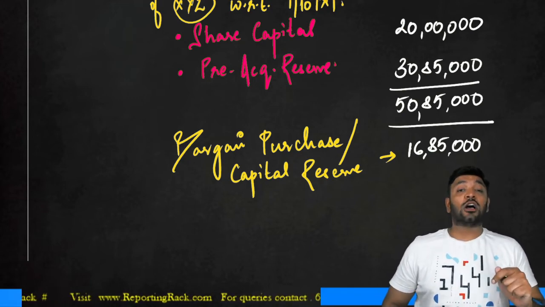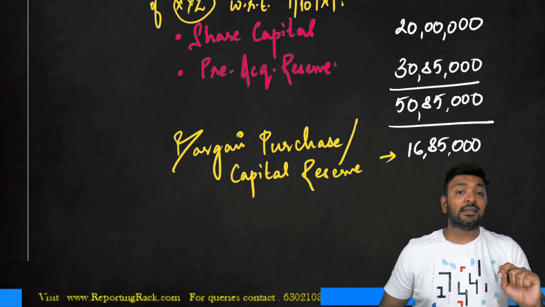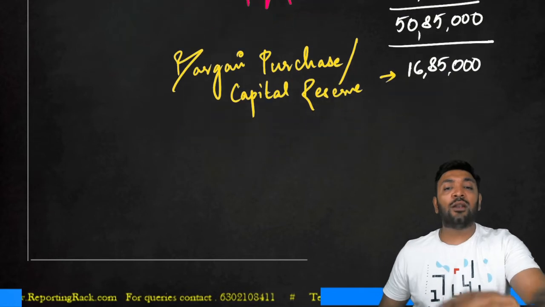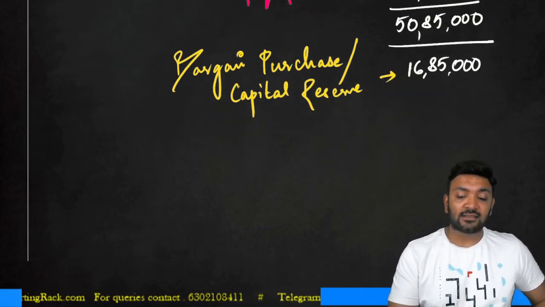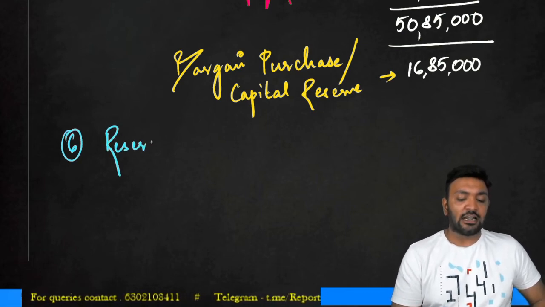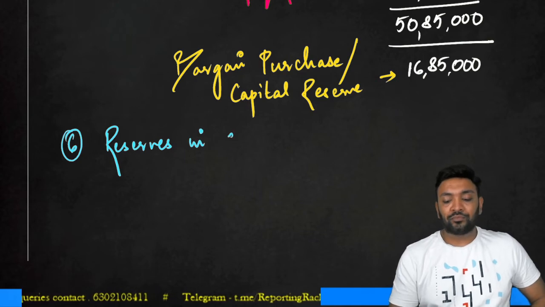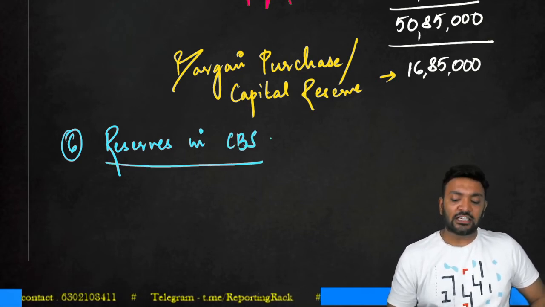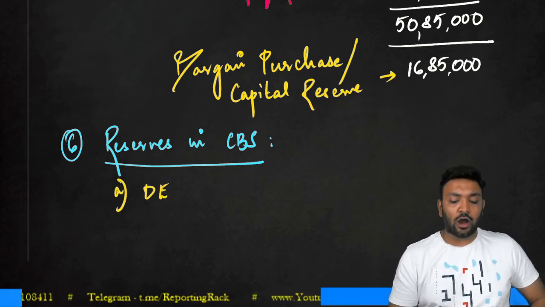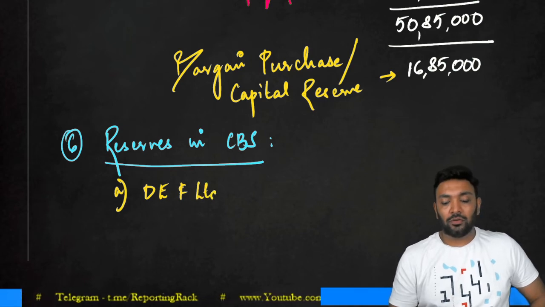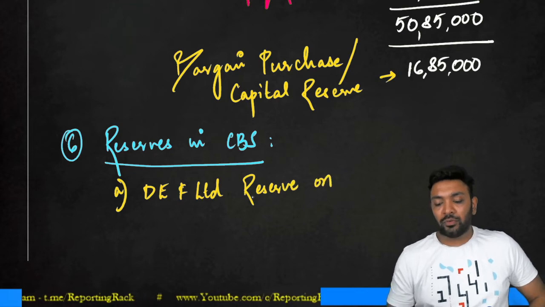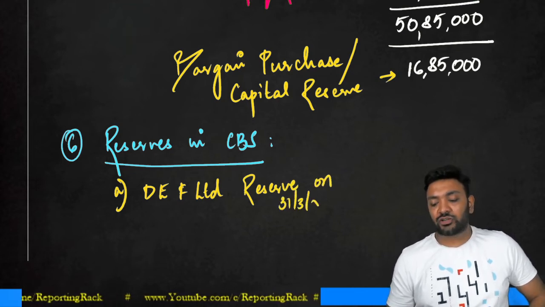Now, this was cost of control, which is actually our step 6, but here becoming step 5 because we don't have computation of non-controlling interest. Last one, which is step 7, but here it is step 6. Reserves for CBS, or reserves in consolidated balance sheet. Always start with DEF Limited reserves on balance sheet date, 31st March.